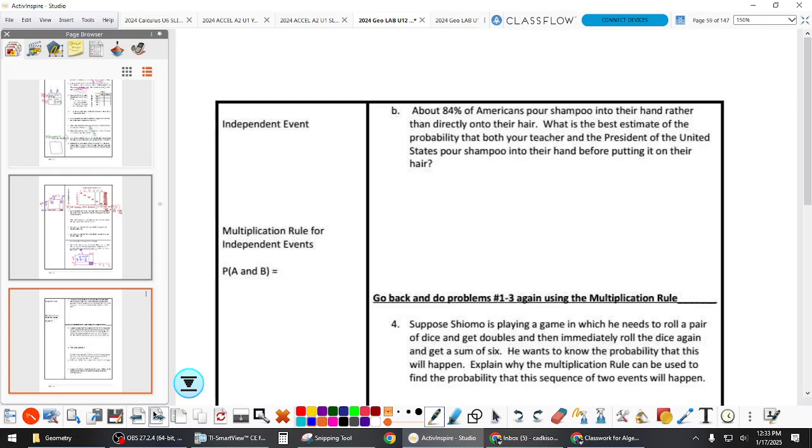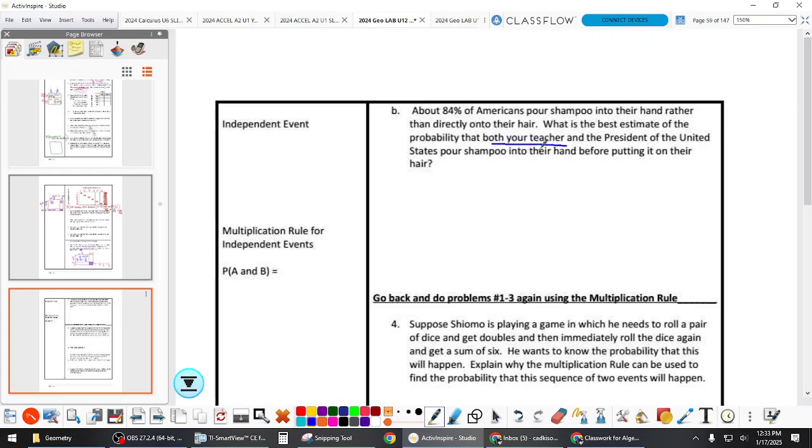So, how are we gonna? This one is saying the President of the United States. So we were just talking about Biden. Wonder how he did his hair. Doesn't really have any today. No, he didn't wash his hair. Did he? Teacher. Your teacher.